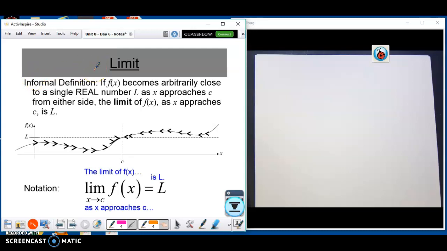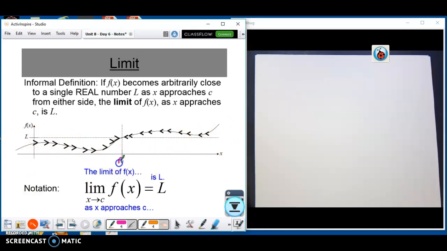Informal definition: if f of x, so in this picture f of x is just our graph, becomes arbitrarily close to a single real number L as x approaches c from either side, then the limit of f of x as x approaches c is L. So what in the world does that mean? Here's our graph f of x.